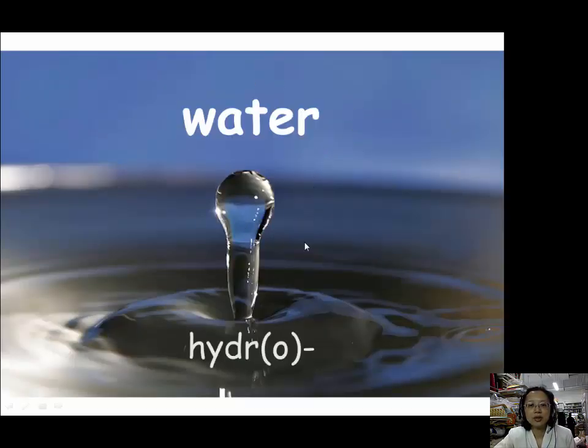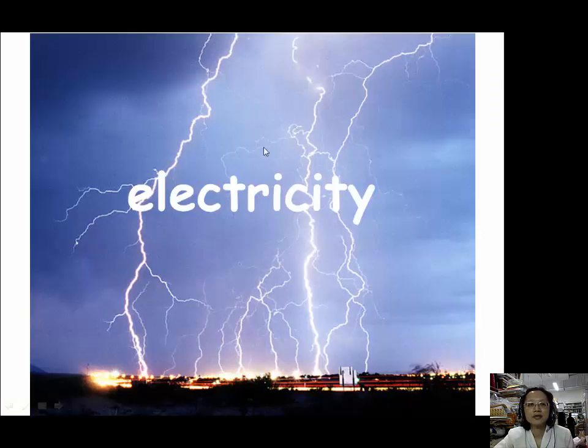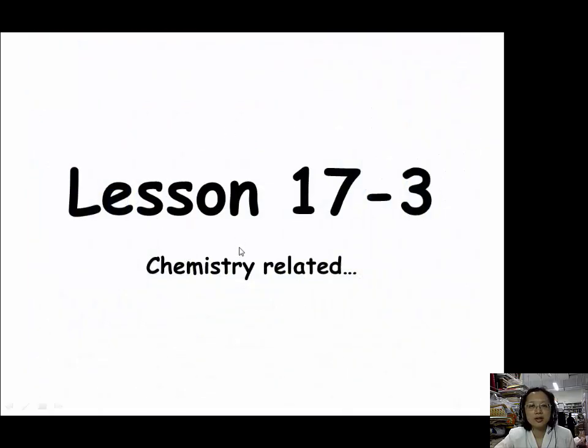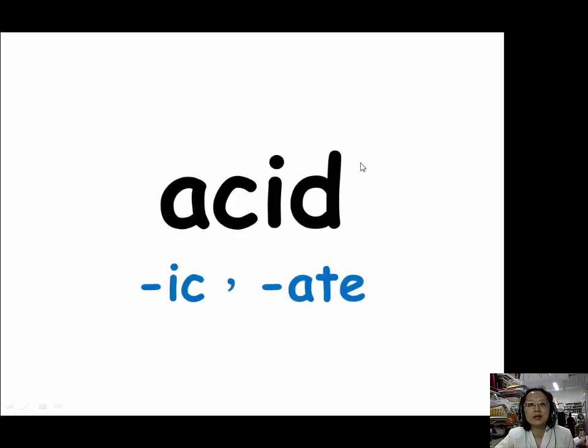For water, we use the same prefix as we use for hydrogen, that's hydro, H-Y-D-R-O. And for electricity, we use this prefix, electro, E-L-E-C-T-R-O. Now let's proceed to the third part of lesson 17, which is also the prefix and suffixes related to chemistry.